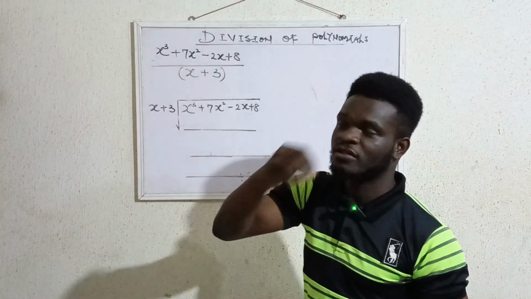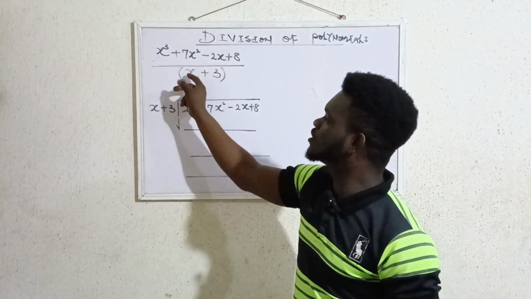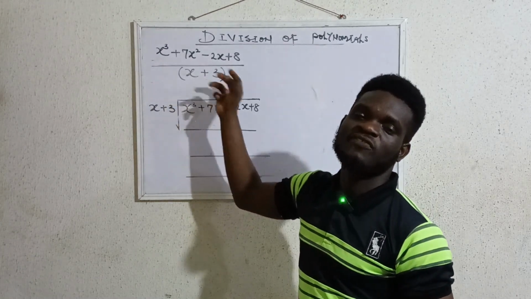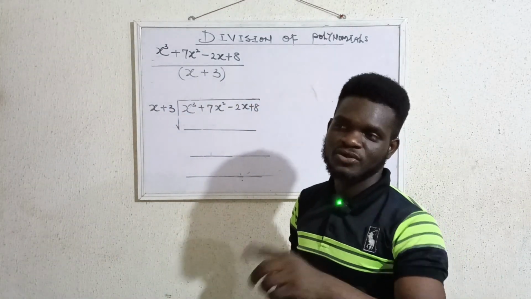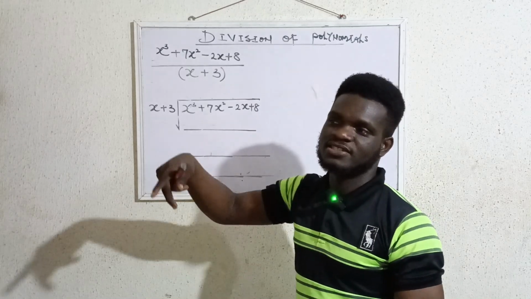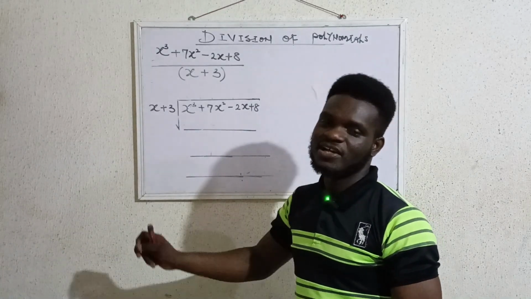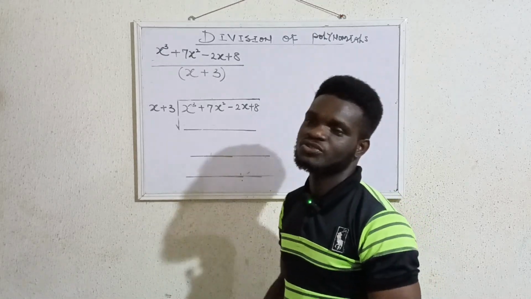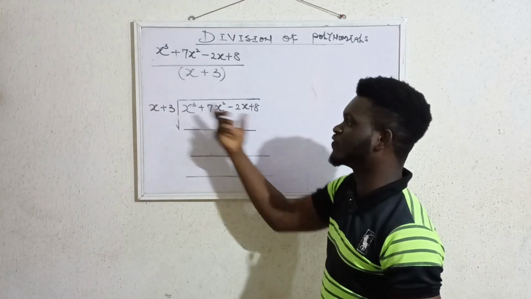First of all, just note something. This numerator is called the dividend. This x plus 3 is called the divisor. Then the answer you get is going to be called the quotient. Let's say we have 8 divided by 2. 8 represents the dividend and 2 represents the divisor, while the answer 4 represents the quotient. So let's see what we're going to come out with when we solve this equation.